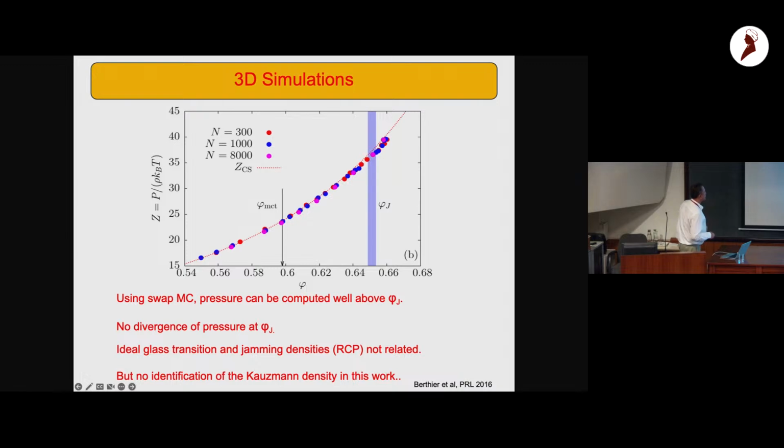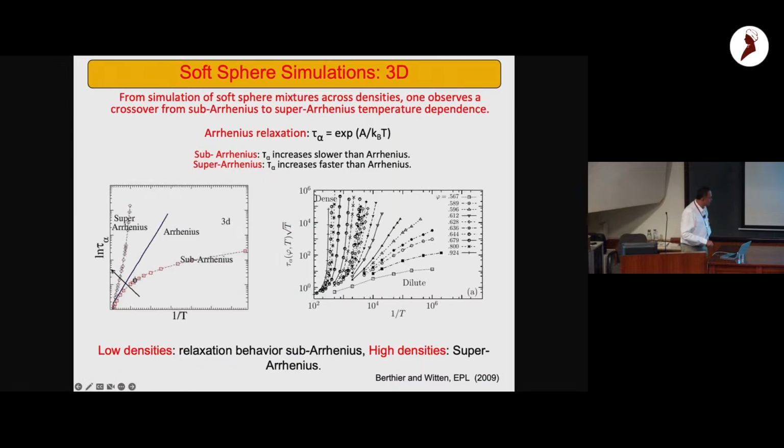Okay. So here is some more simulation data, which shows basically the equation of state for a hard sphere mixture, and these points are basically the pressure. And what this diagram illustrates is that you have finite pressures even beyond the RCP value of the jamming density. Okay, so you have an equilibrated fluid at higher densities than the jamming density. Okay, but once again, an attempt was not made to identify exactly where the Kauzmann density and the jamming densities are.